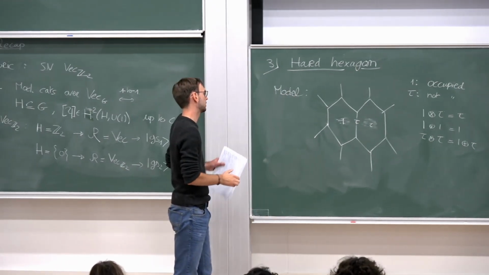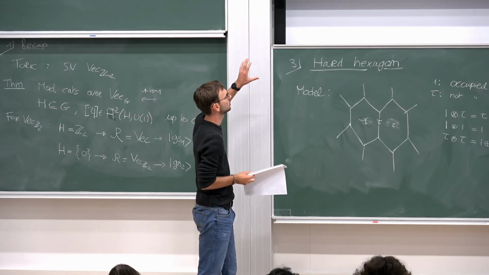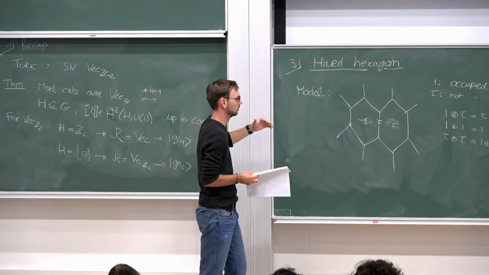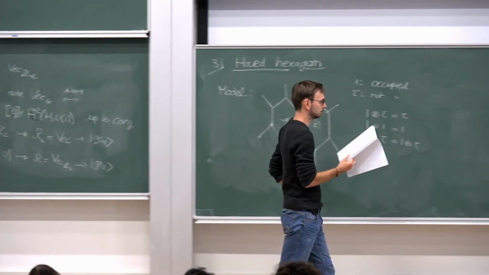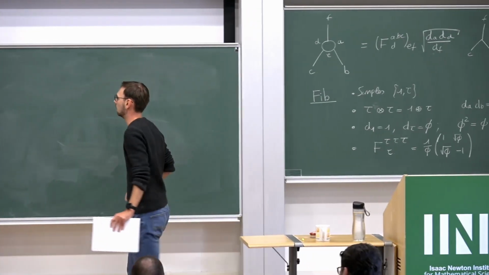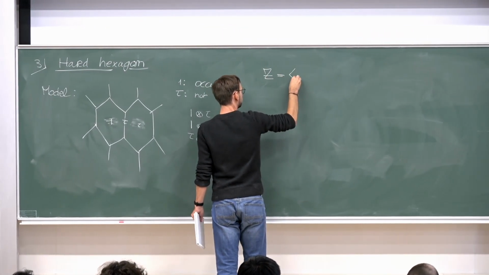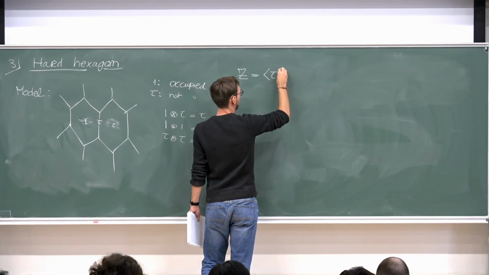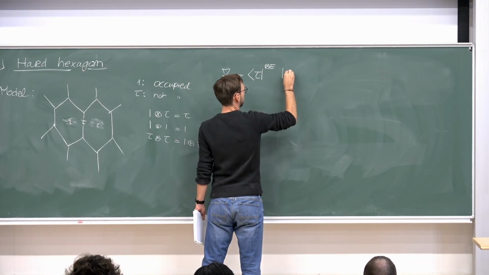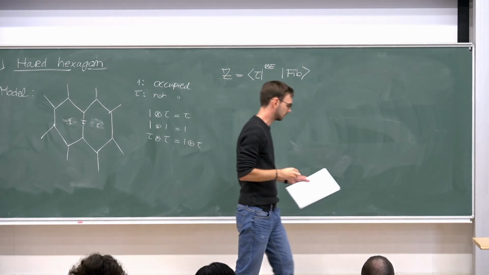And so this suggests that we can retrieve the hard hexagon model by just taking the PEPS and taking the overlap with product states where all of the edges are put to tau. And this is exactly what I will do now. So the strange correlator that I want to construct is given by putting tau on all of the edges and taking the overlap with the Fibonacci ground state, the one that I just derived.